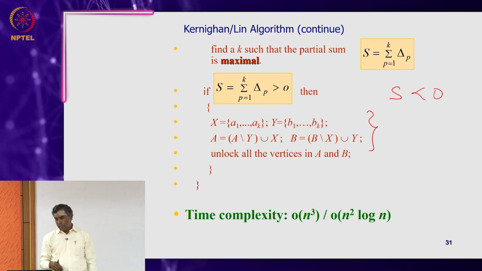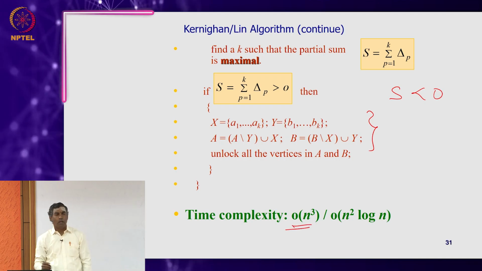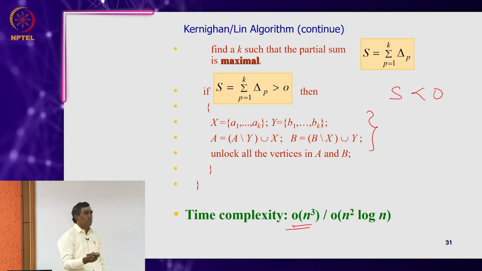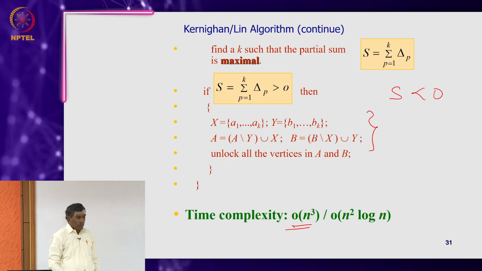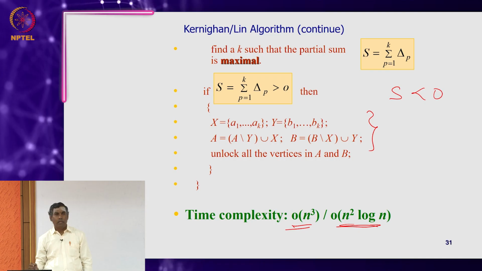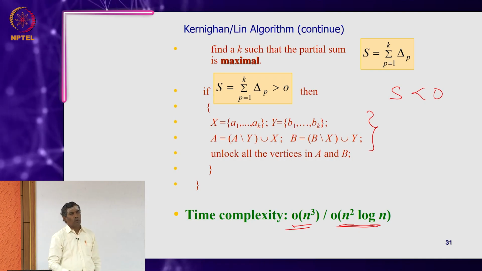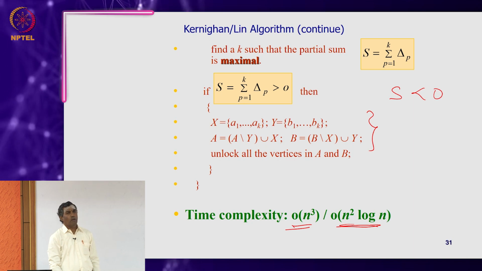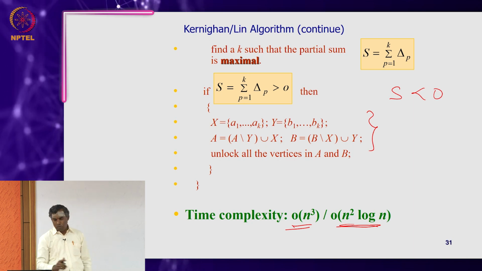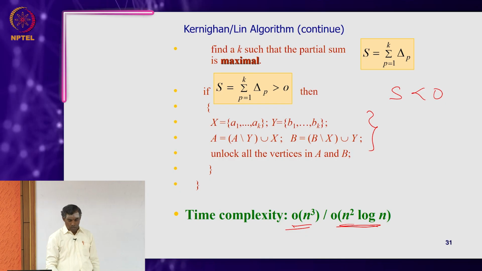The advantage of this is the complexity. It is of the order of n cube. N cube is comparatively less if you take larger data. Of course, as I told you yesterday, you can use some specific sorting methods like quick sort or some sorting method, and you can reduce it to n square log n.